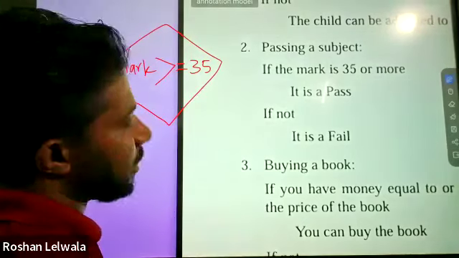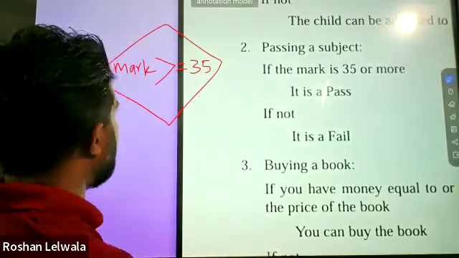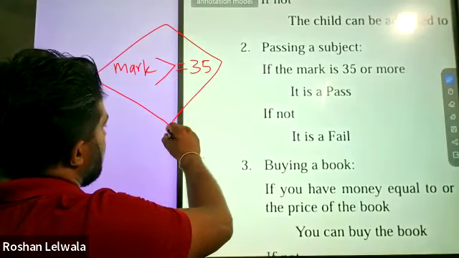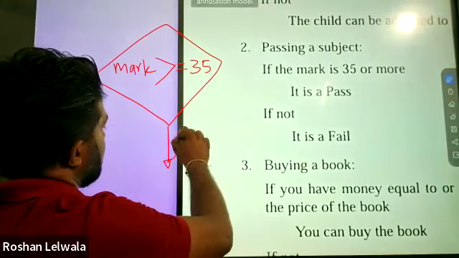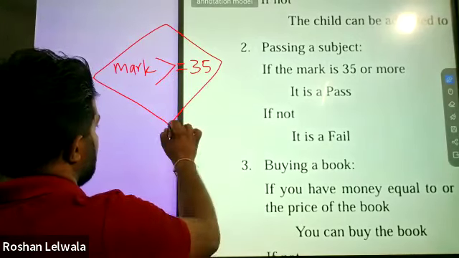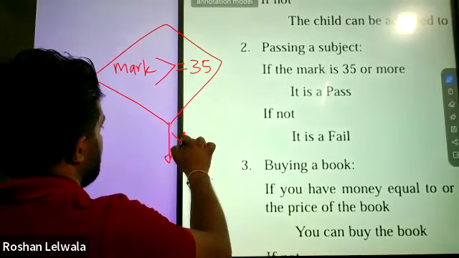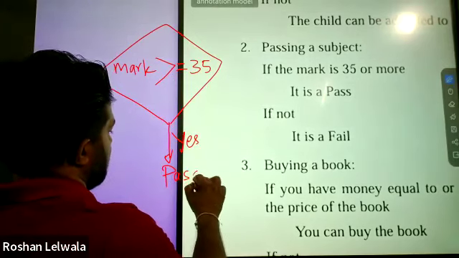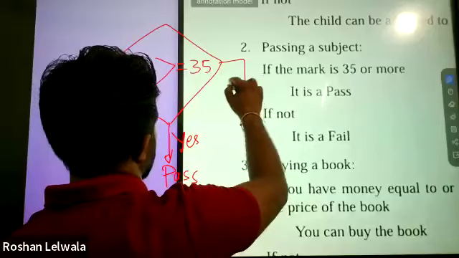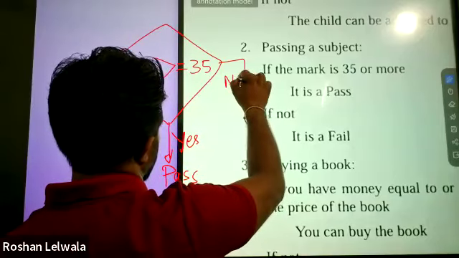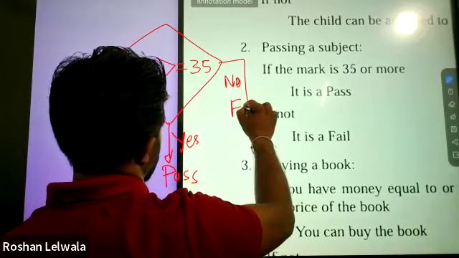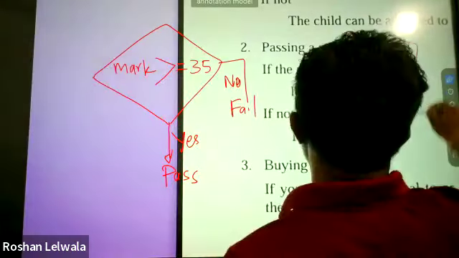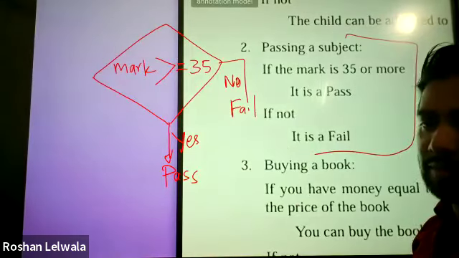it can be two selections. More than or equal. If the mark is more than or equal 35, yes, pass. No, fail. ලියලා මේක normal ඇඳ ගන්න idea එක.